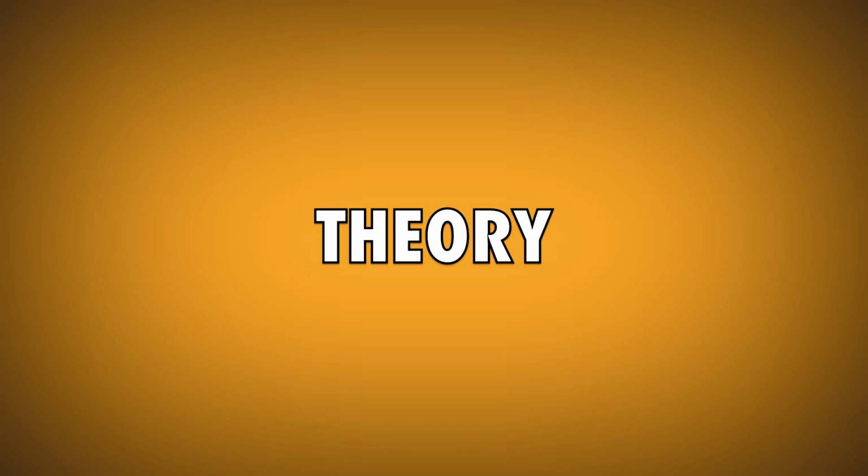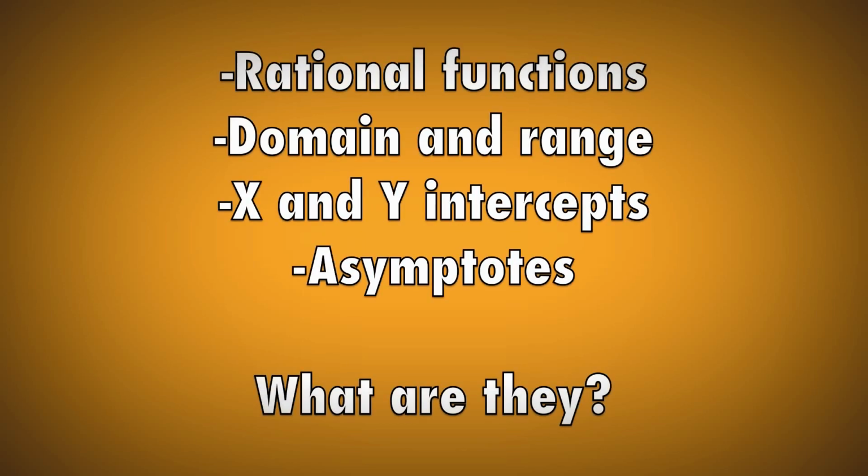A rational function is a function that is a ratio of two polynomials, where the denominator cannot be 0. The domain is the set of all possible input values on x, while the range is the set of all possible output values on y. The x-intercept is the point on x where y equals 0, and the y-intercept is the point on y where x equals 0. The vertical and horizontal asymptotes are lines that the graph of a function approaches but never touches.